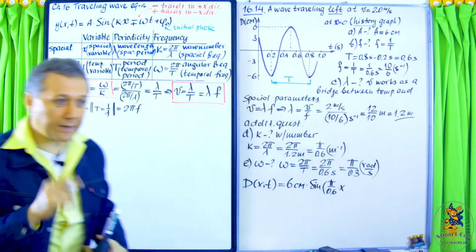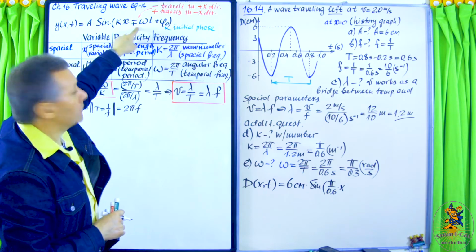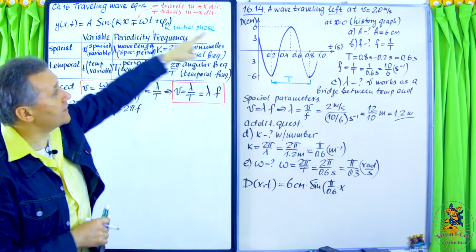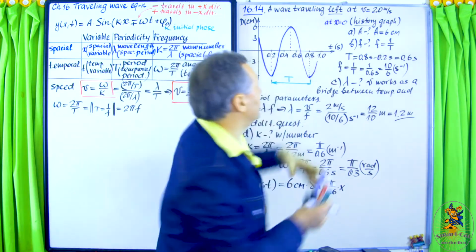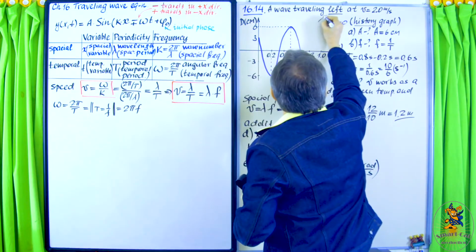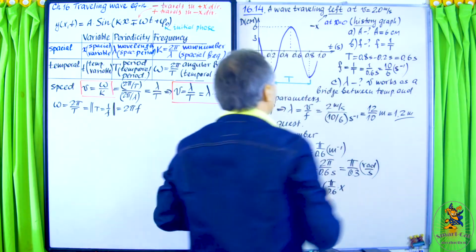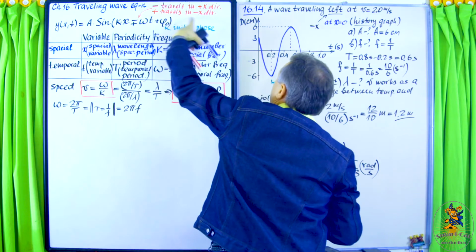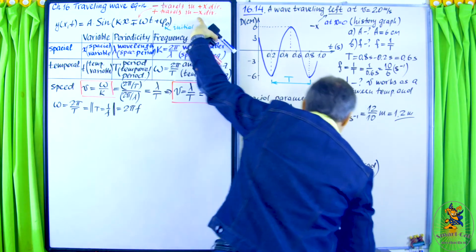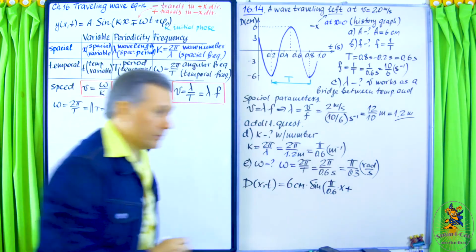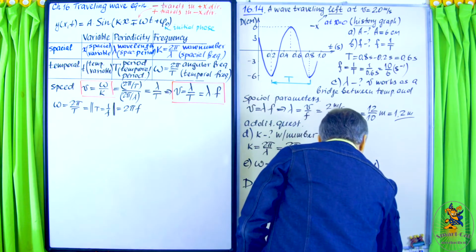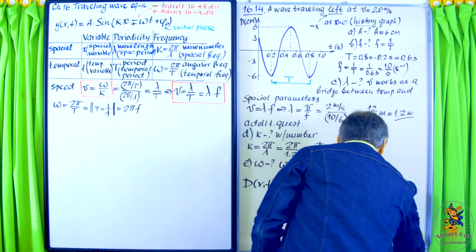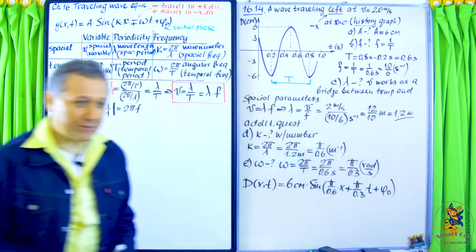Then plus or minus, which should we use? Plus. We know the wave propagates to the left, which is the negative x direction. Maybe I should emphasize, that means minus x direction, right? So of course, we must use plus. Plus travels in the minus x direction. Plus omega, pi over 0.3, times t, and plus phi naught.